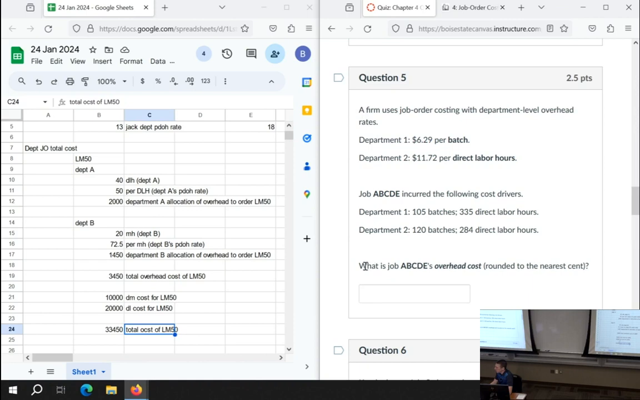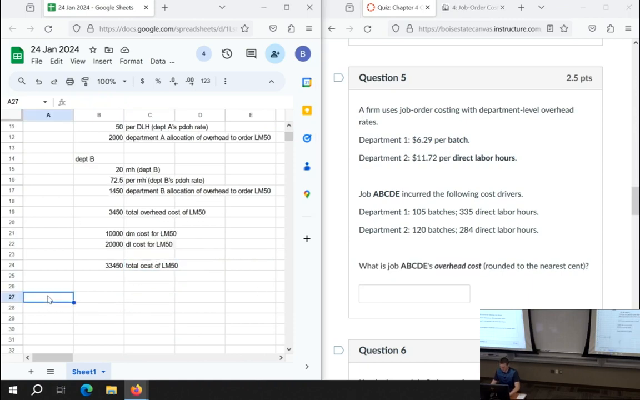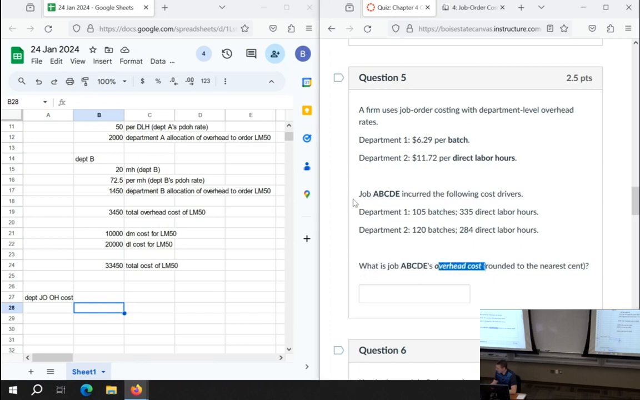All right, so let's see. We're looking for overhead cost. So I can see up with the fact patterns department. So job order, overhead cost question here. It's an open answer too, so that makes it extra fun. What is a job absidies overhead cost?